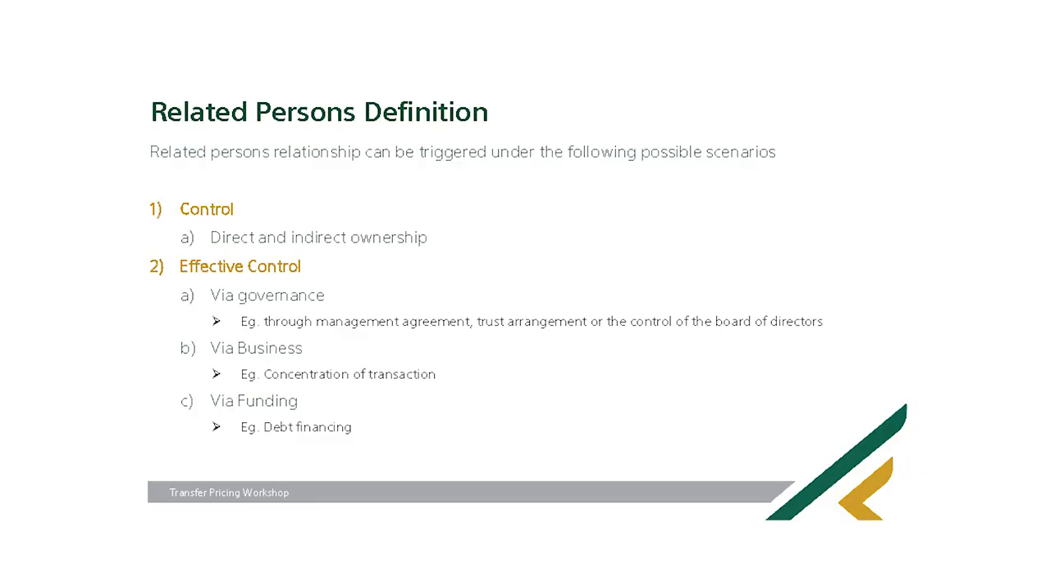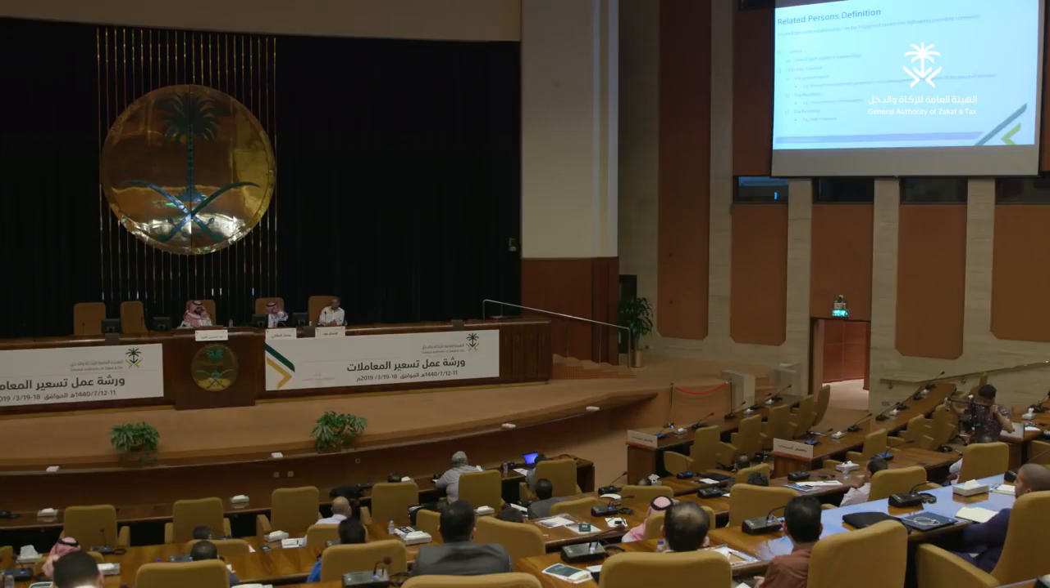The first one is through control. Simply, one company owns 50% or more of the other company. This means that these two companies are related persons, and any transaction done between them must be done on an arm's length basis, as Oscar explained. The other point is that the related person relationship could be triggered under effective control.